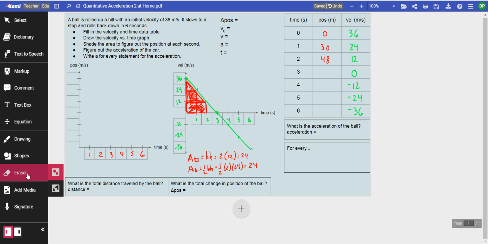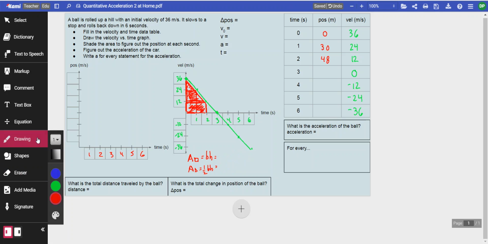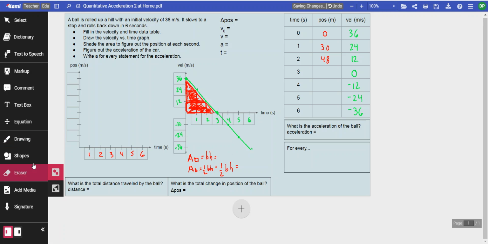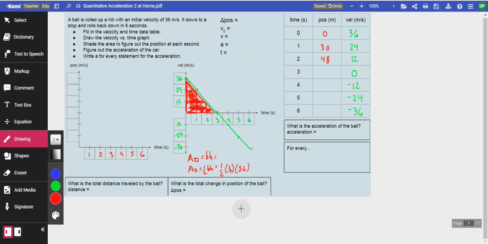Okay, so let's do 3 seconds now. What's interesting about this one is that it's only a large triangle. So there's no rectangle on this one. So this is 1/2 the base. You can see the base is 3 seconds. The height is 36. 1/2 of 3 times 36, 3 times 36 is 108, half of that is 54.